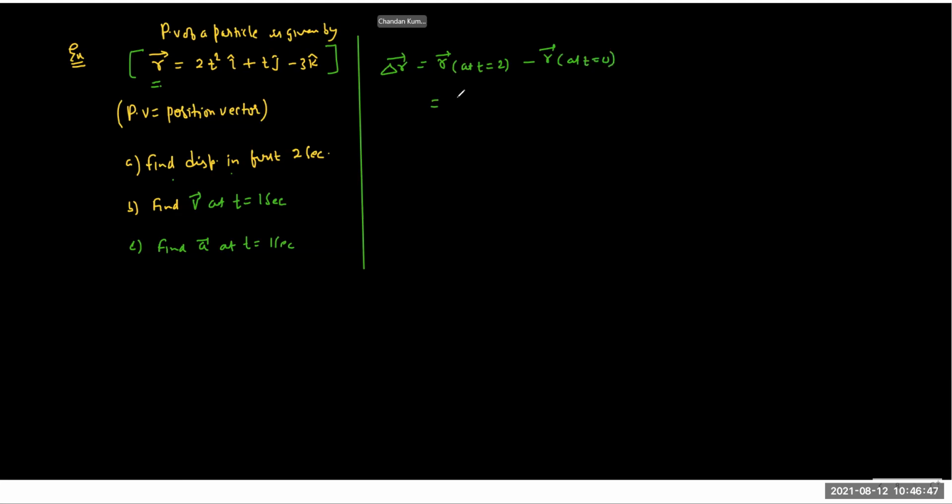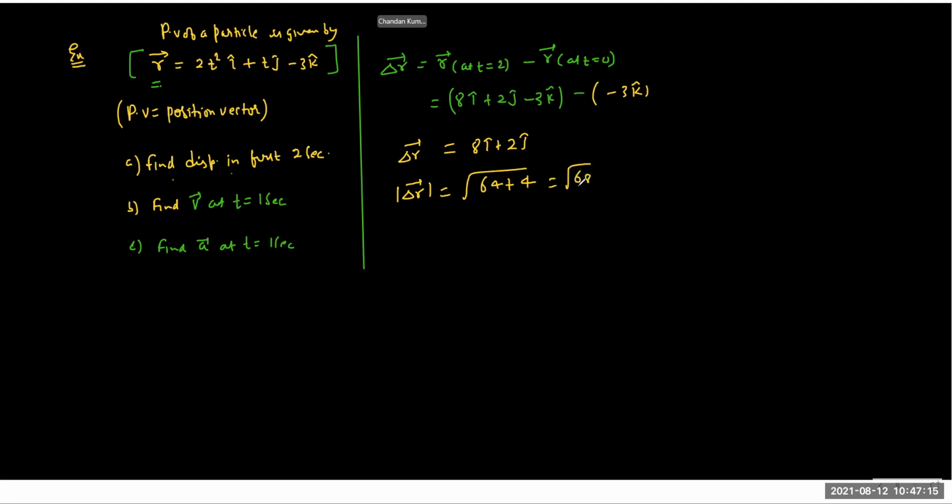So at 2, 2 squared is 4, 2 times 4 is 8i plus 2j minus 3k, minus, at 0, it will be 0, 0, 0 minus 3k. So it turns out to be 8i plus 2j only. And then you can find the magnitude also if you want, which is 2 root 17.